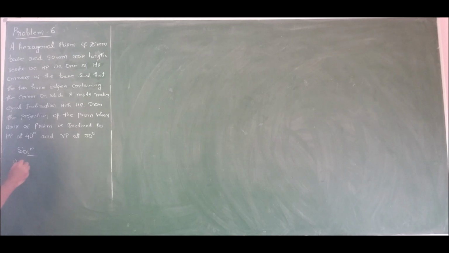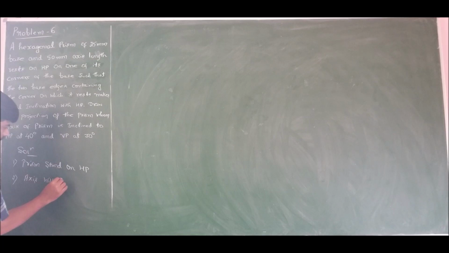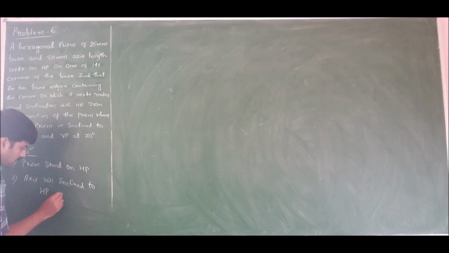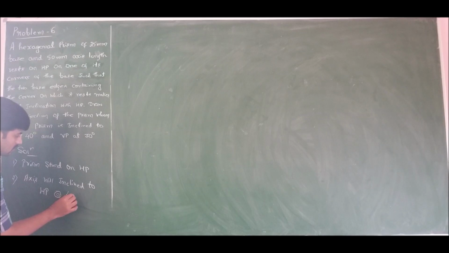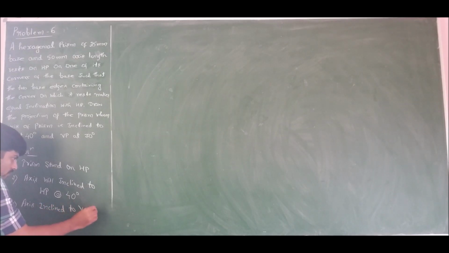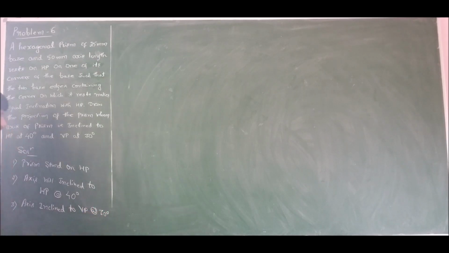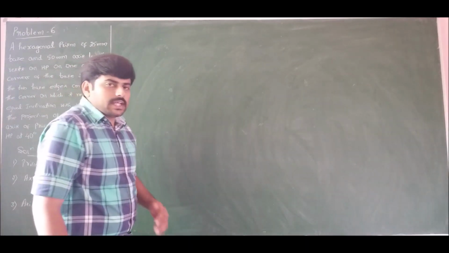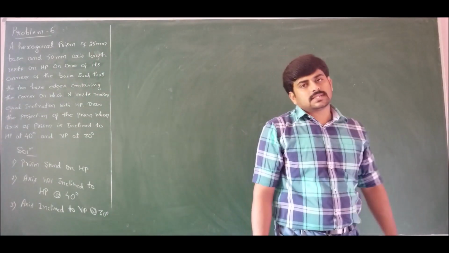In the first position, the hexagonal prism will stand on HP. In the second position, the axis will incline to HP at an angle of 40 degree. Finally, in the third position, the axis is inclined to VP at 30 degree. What is given is the true inclination. We should find the apparent inclination, which is nothing but the beta angle for this problem.